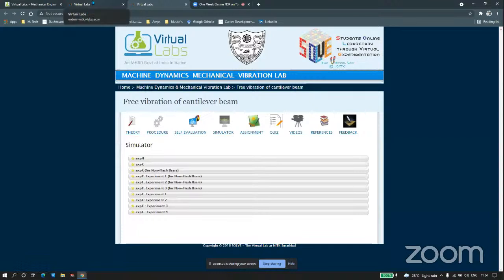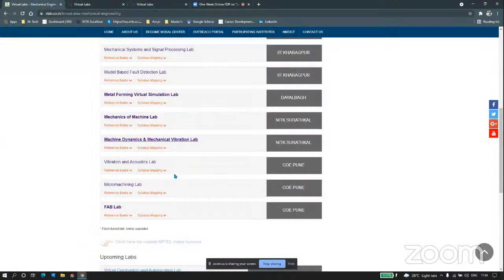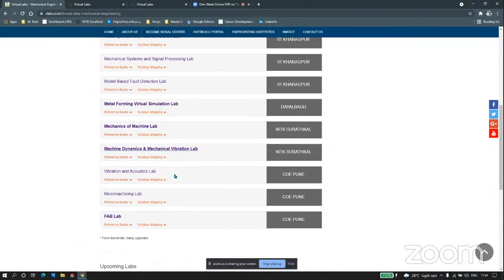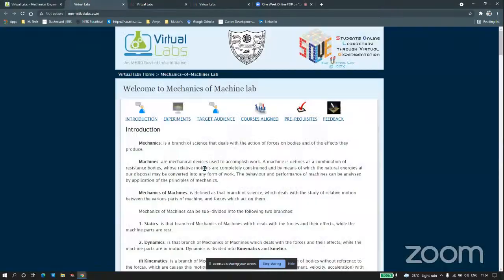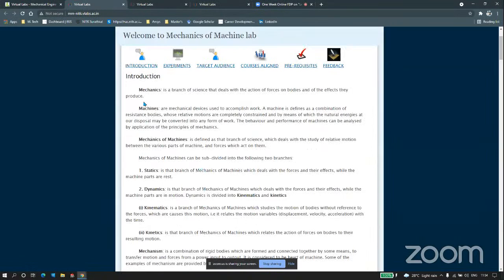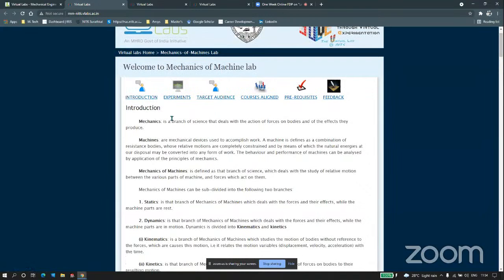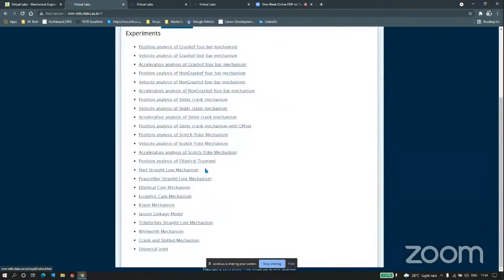I'll take one more experiment from a different lab. I'll take mechanics of machines developed by NITK. So here also you will get the same tabs in the labs. Here you'll get the introduction about the lab, then experiments, target audience, and the feedback form. So here I'll move directly to the experiment tab.